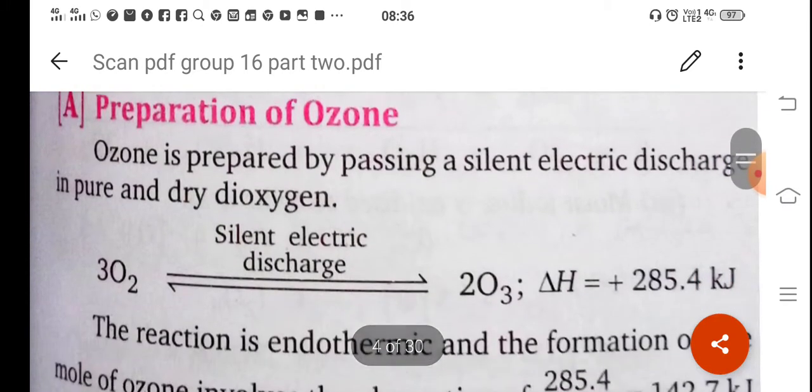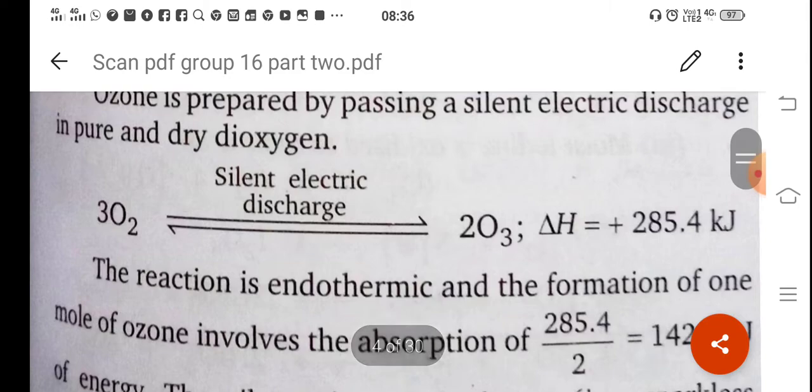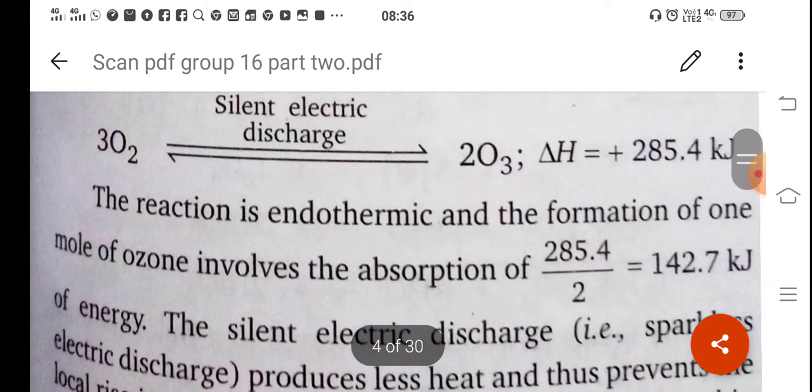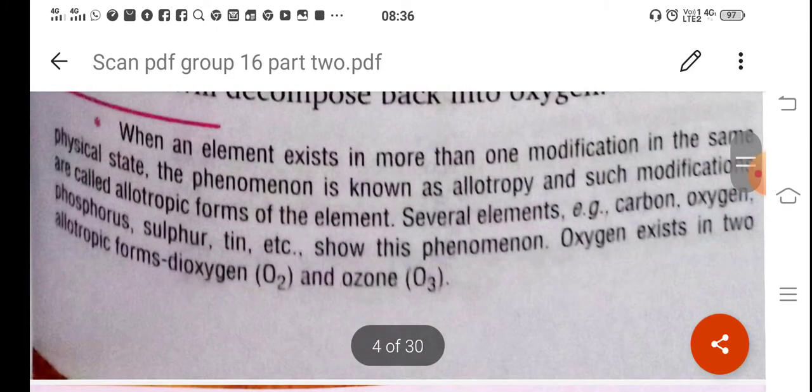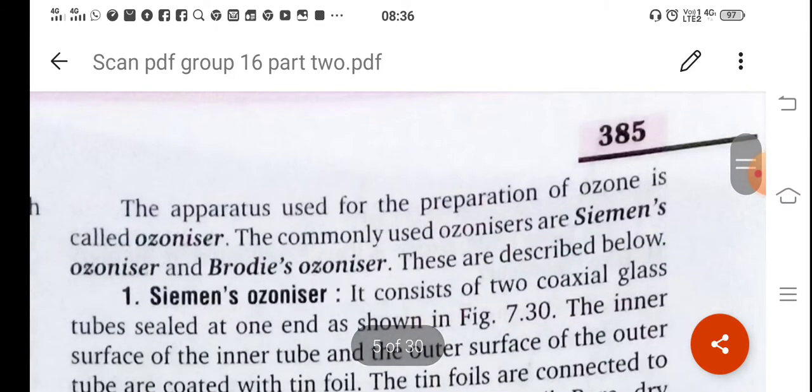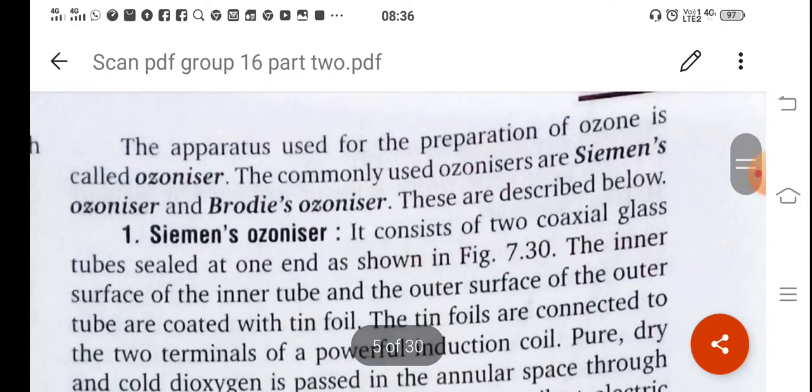It can be simply prepared from oxygen, as we can see here, by the silent electric discharge occurring in the atmosphere. The ozone layer is being formed. The reaction is endothermic because energy is required for this formation. Now, the uses of ozone and how it is prepared have already been discussed here.